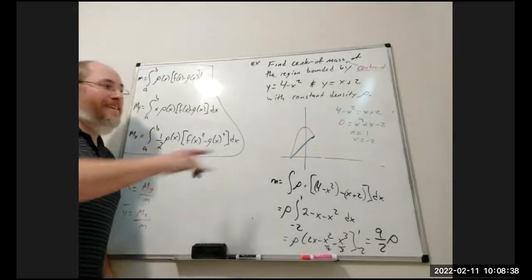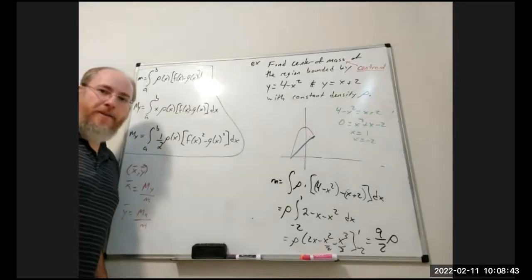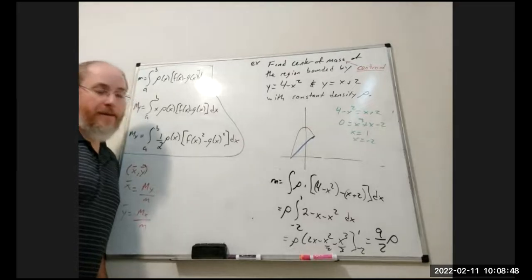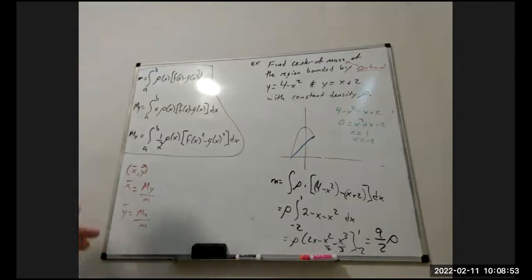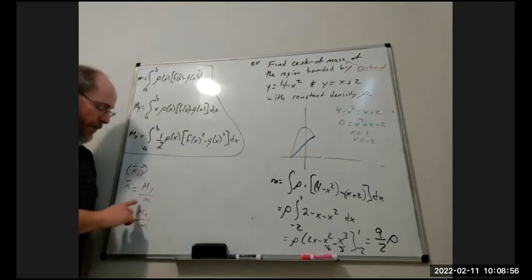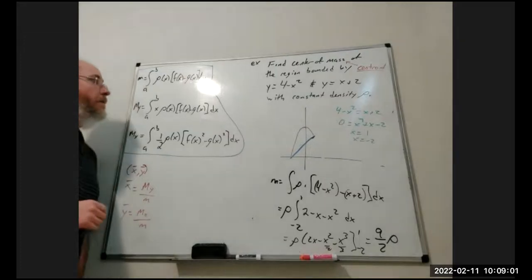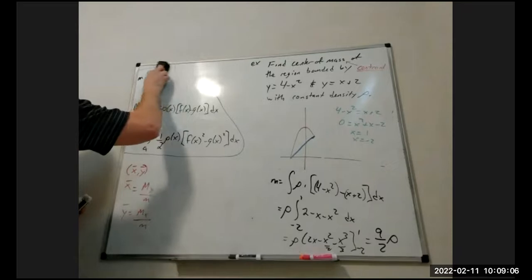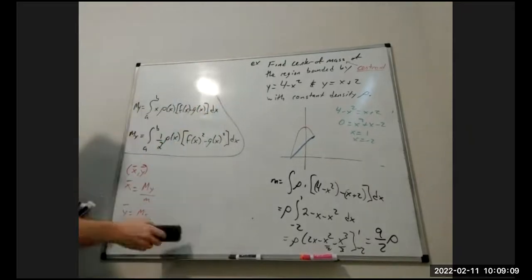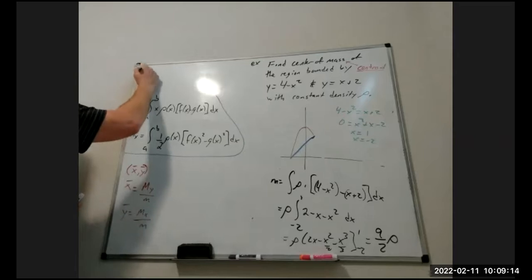Okay, so the mass of that plate is going to be 9/2 the density. So if you tell me what the density per area is, I multiply that by 4.5, and that's the total mass. Okay, cool. So we know what we're going to divide by for both. All right, well, let's go ahead and find our My next. So for My, here's how this is going to look for this specific problem.